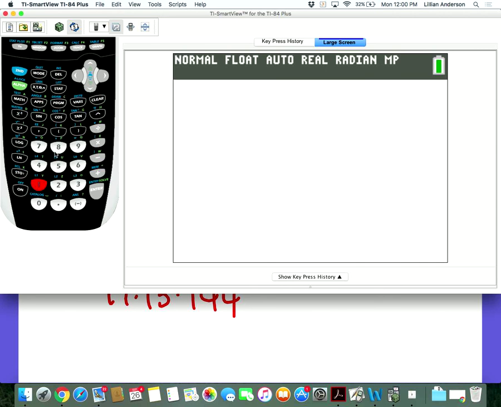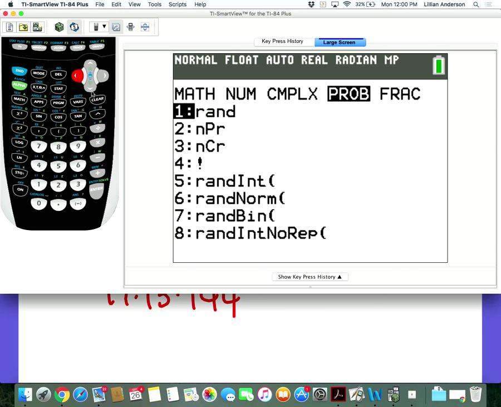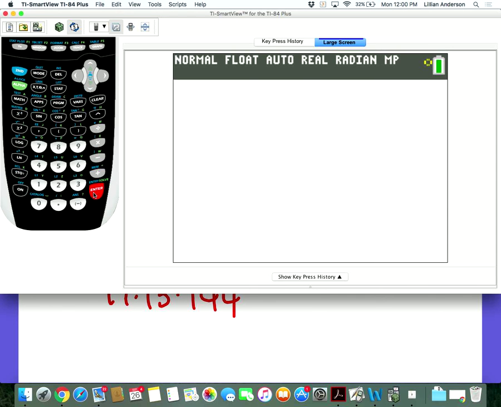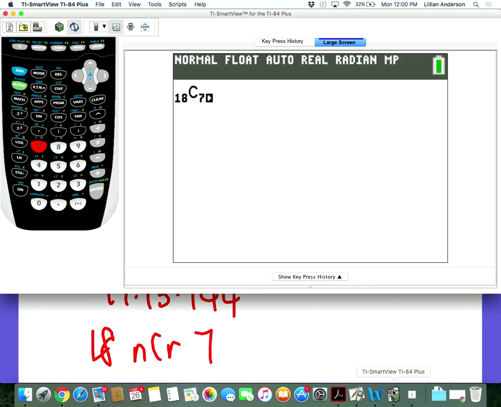You type in your first number, then you go to math. You go over to PRB, and there's NCR. For my calculator, it automatically takes me into the notation that I want. But for you, it might just be this, and then the NCR. You type in 7, and then you click enter, and there's your number. We only deal with NCR, not NPR. By 13. All right.